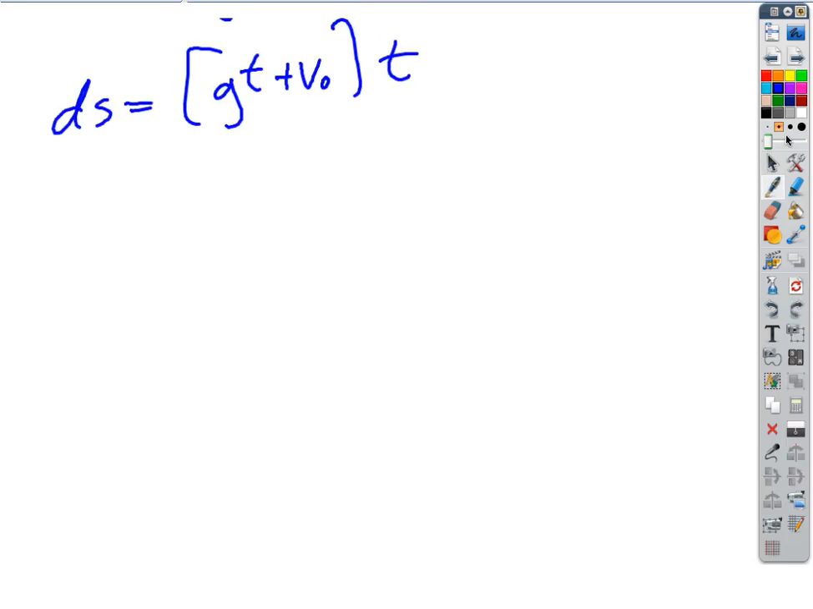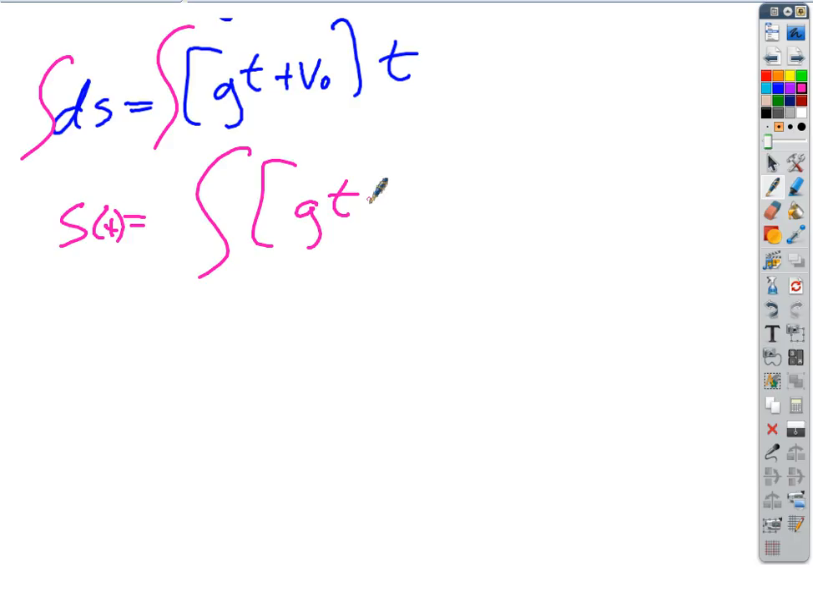Okay, so then if I anti-differentiate both sides, s of t just equals the antiderivative of gt plus v naught dt. Right? Okay. Everybody buy it? We can do this one. This is no big deal.